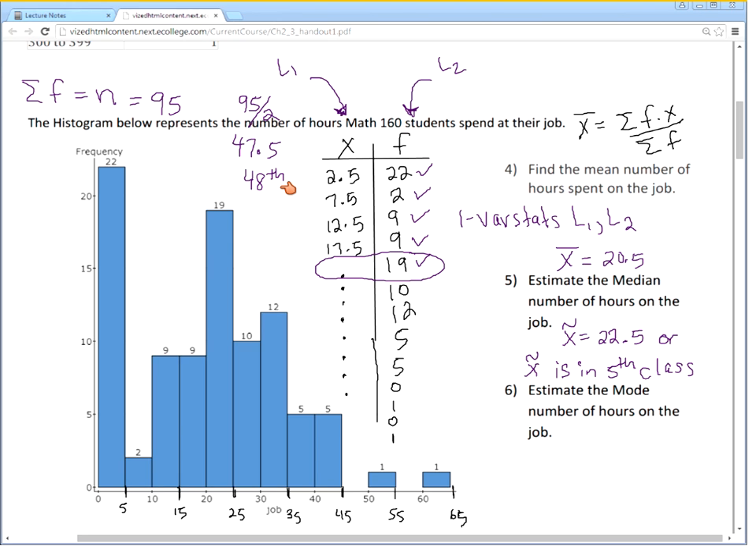The reason we were looking at the 48th value is because we have 95 data values. The median is in the middle. We divide by 2. So it's an odd number, so we actually have a true middle. That's 47.5, which rounds to 48. So that's how we're coming up with the 48th value.